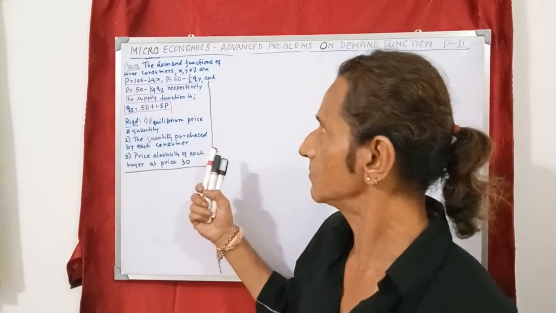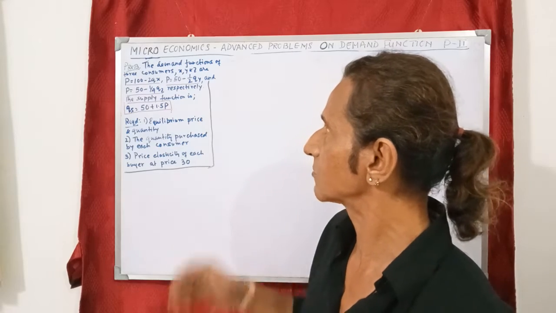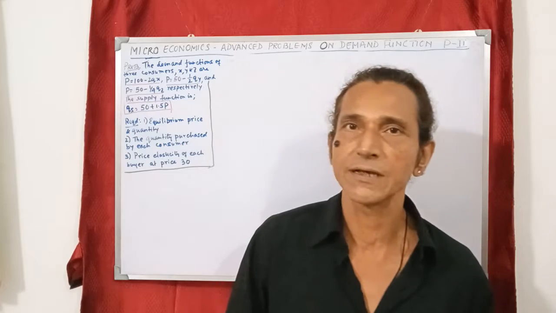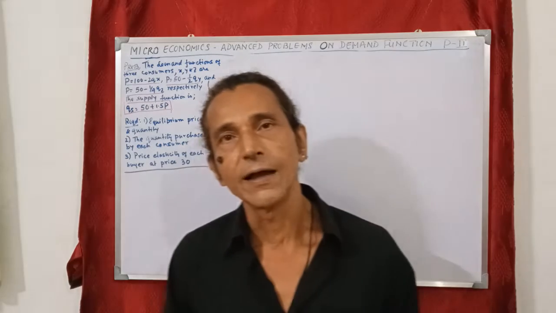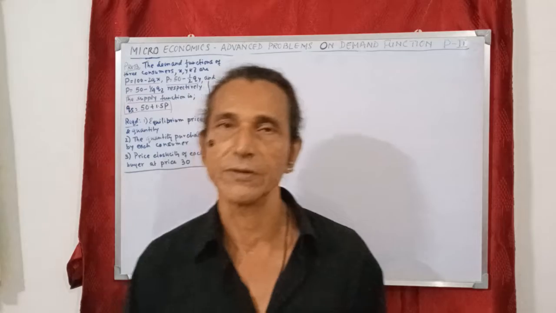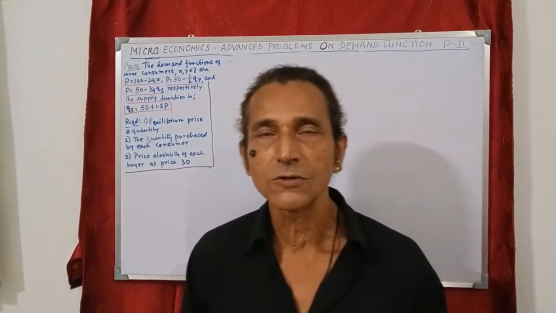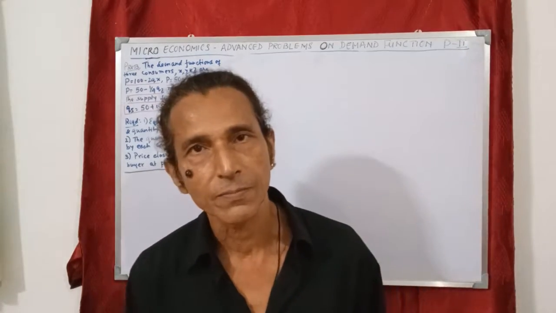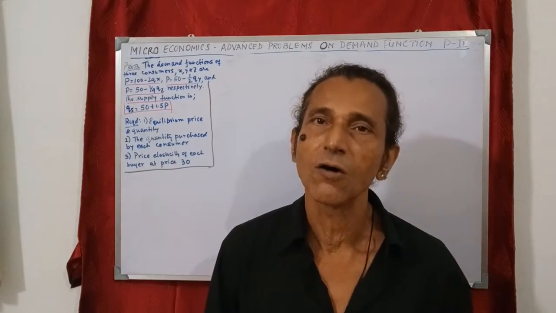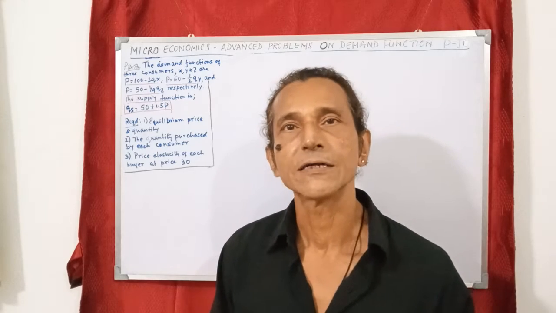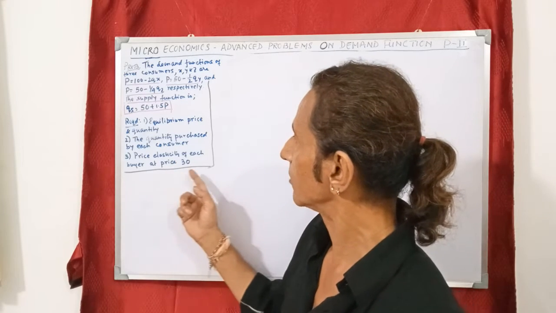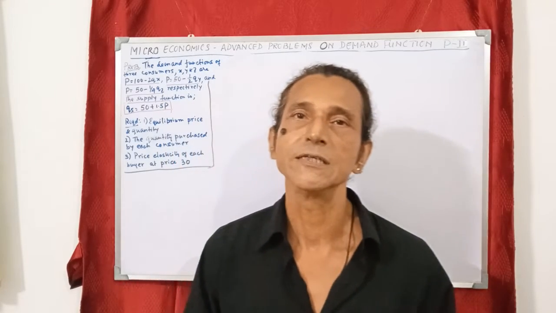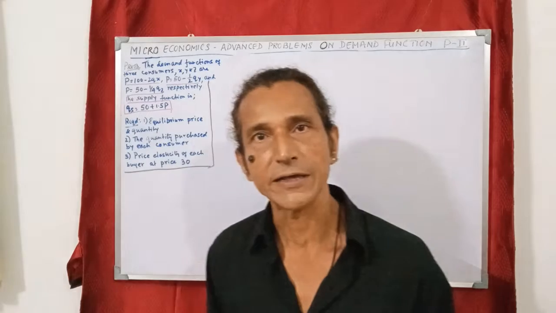Now here a numerical problem is selected and I am going to solve this problem right now, where the demand functions of three individuals x, y, z are given and the market supply function is given. We have to find out the market equilibrium price and equilibrium quantity, the elasticity of demand of each consumer at a certain price, that is when price is 30, and the quantity purchased by each consumer at the equilibrium price.